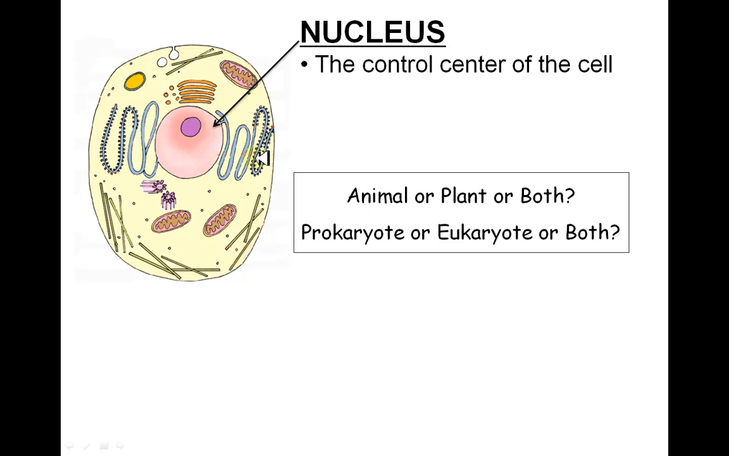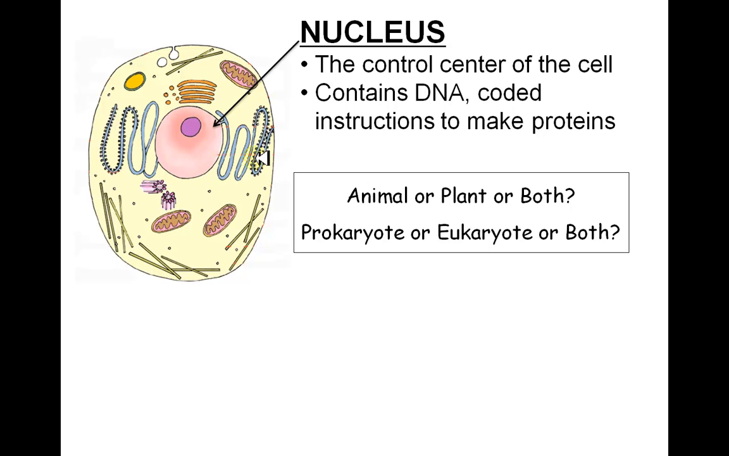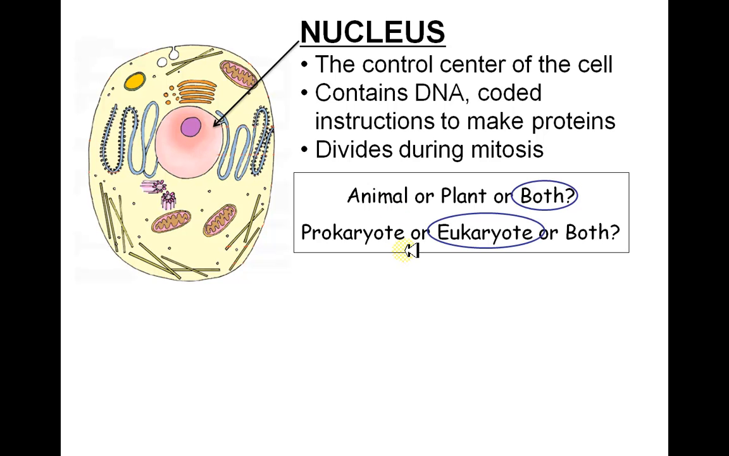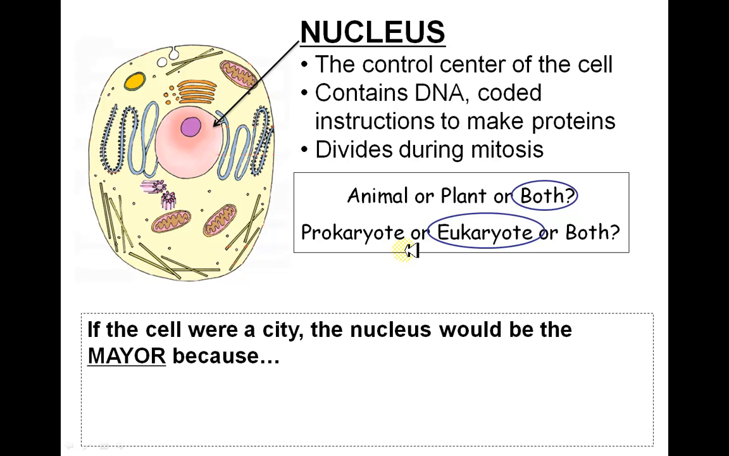It actually does have the DNA, which is going to code for RNA, which is going to code for proteins. It also has a nucleolus inside, which is important, and we'll talk about that a little later. And it also divides through during mitosis, where we get 2 copies of the DNA to go to both of the daughter cells. It is found in both plant and animal cells, and it is only in the eukaryotic cell. And if this was going to be part of a cell city, it would be the mayor.